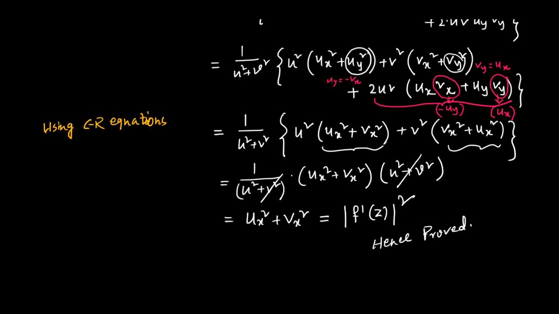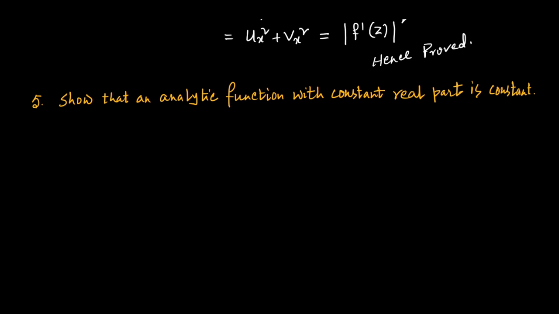Now let us see what is our fifth problem. Show that an analytic function with constant real part is constant. Now this is a pretty simple problem once you understand it. A function is constant means both its real part is constant as well as its imaginary part is constant. Now what we have is the function is analytic and its real part is constant. So we need to prove only that its imaginary part is also constant. Okay, fine.